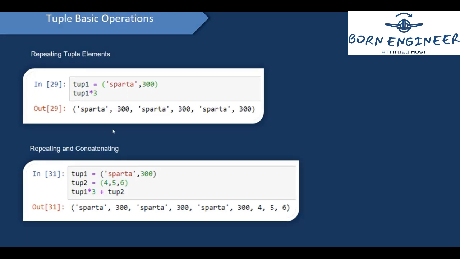Similarly, I can do repeating and concatenating in the same line of code. So what I'll do is I've got this tup1, I'll multiply it with 3. When I multiply it with 3, I'll get this tuple. After that, I will add a new tuple to it. So I have tup2 over here where the elements are 4, 5 and 6. So to this, I am adding 4, 5 and 6. So repeating and concatenating is happening in the same tuple. Let's go to Jupyter Notebook and perform these operations.